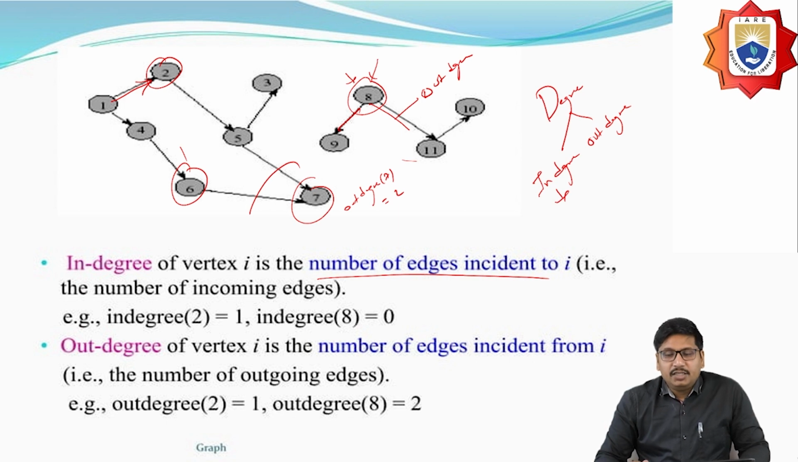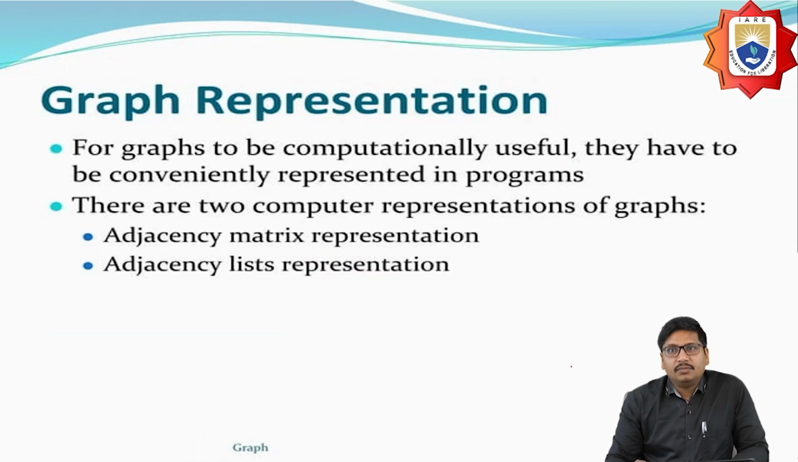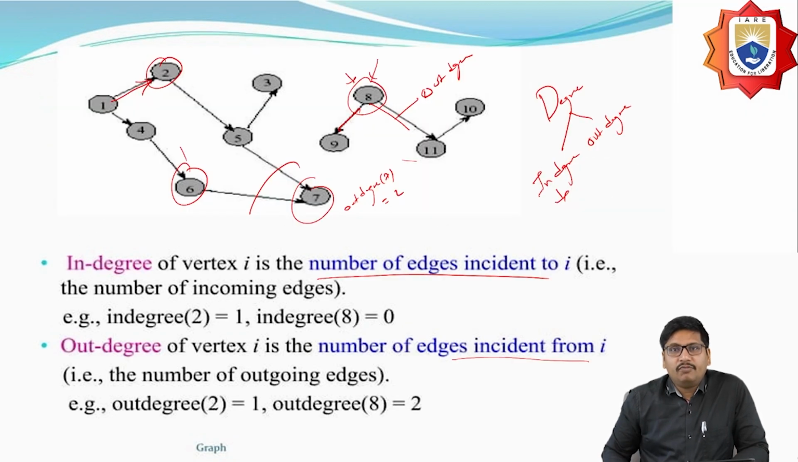So the number of edges incident to I should be treated as in degree. The number of edges incident from I should be treated as out degree. That means, simply, the number of incoming edges should be treated as in degree and the number of outgoing edges should be treated as out degree.